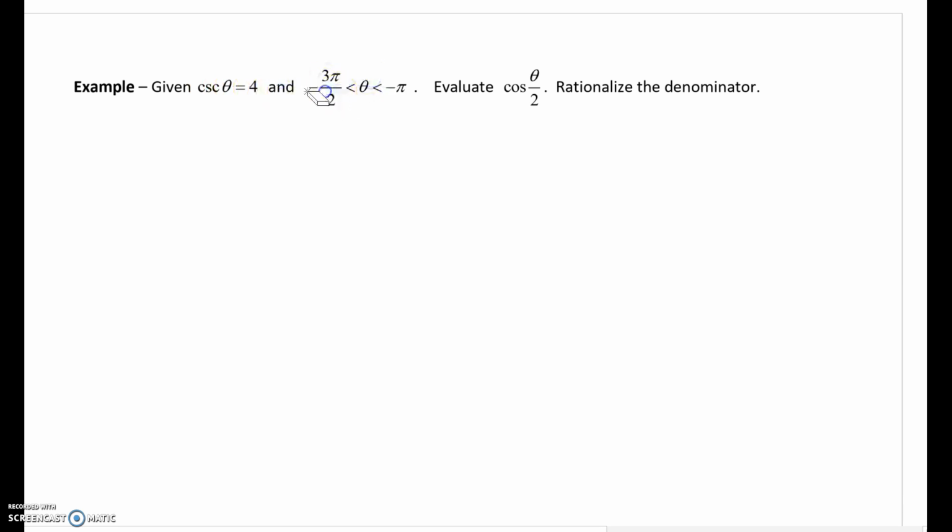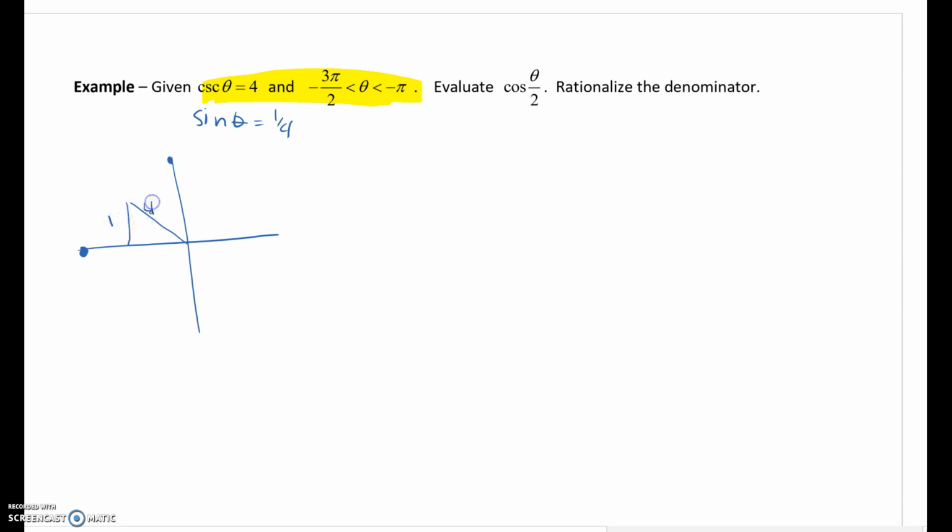Starting with the information we have: the cosecant of theta equals 4, and theta is in between negative 3 pi over 2 and negative pi. If the cosecant is 4, that means our sine of theta is 1/4. So sine is positive. Going negative means going clockwise on the unit circle. Here's negative 3 pi over 2, and negative pi is right here. Since sine is positive, obviously we're in the second quadrant.